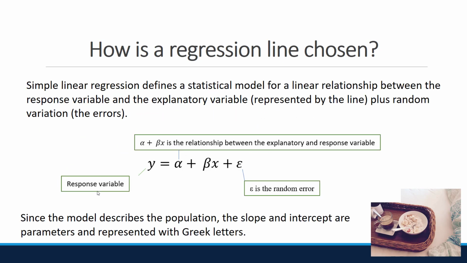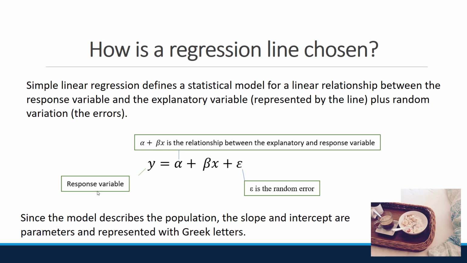Simple linear regression defines a statistical model for a linear relationship between the response variable and the explanatory variable, represented by the line, plus random variation, the errors. The statistical model is given by the following. Notice here that y is the response variable. There's no hat on it. This is our actual y's that we could observe. Alpha plus beta x is the relationship between the explanatory and the response variable, and epsilon is the random error.